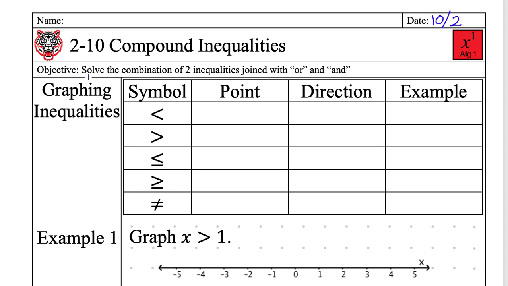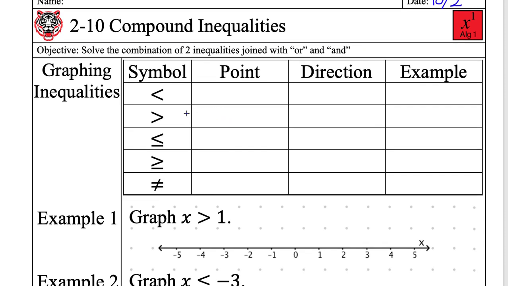Today's objective is to solve the combination of two inequalities, and they're going to be joined with "or" and "and". So let me teach you how to graph inequalities, which is what I should have done yesterday. So again, this symbol is less than. So what type of point is this? And if you look up on my cabinets, so if you're looking at the front of the room in the back left, there are some cabinets up here that have these definitions that will be up for the quiz and the test. If it's less than and not equal to, it's an open point.